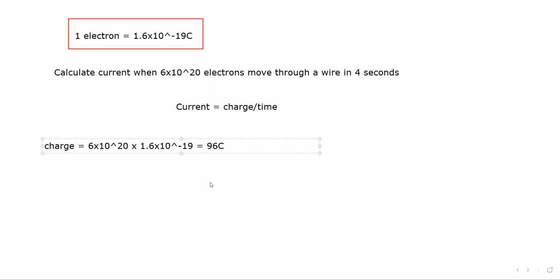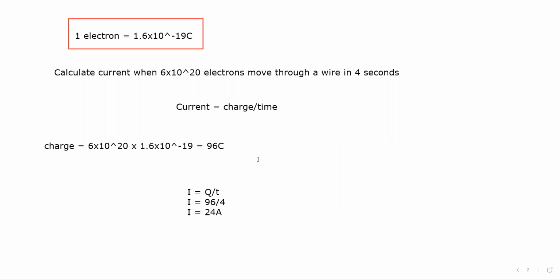But I need a current. The current is charge divided by time. So current is denoted by I, charge is denoted by Q, and time is T. So I, the current, is equal to charge, which is 96, divided by time, which is 4. So 96 divided by 4 is equal to 24 amperes. So the final answer is 24 amperes.